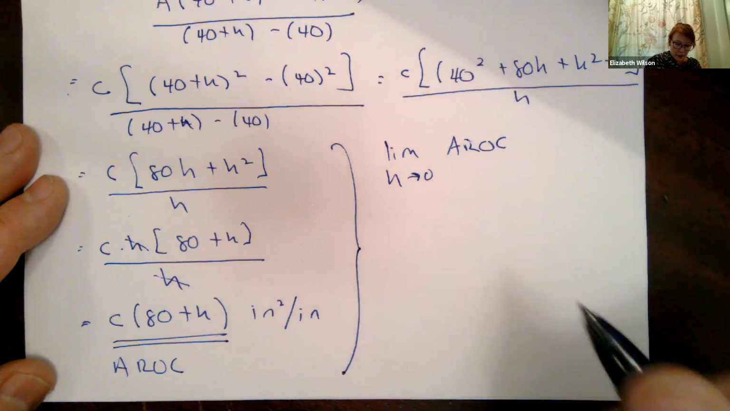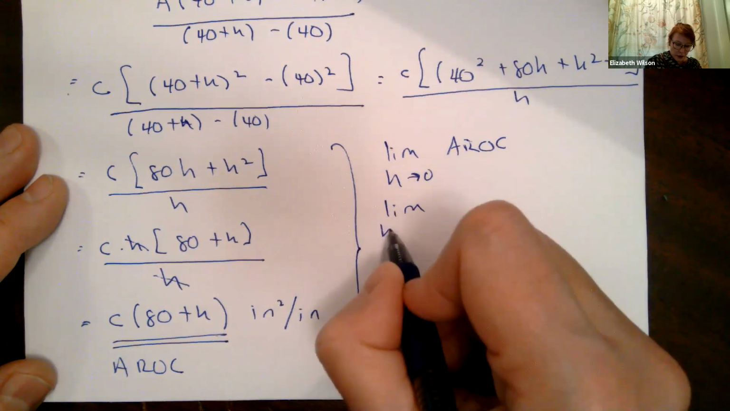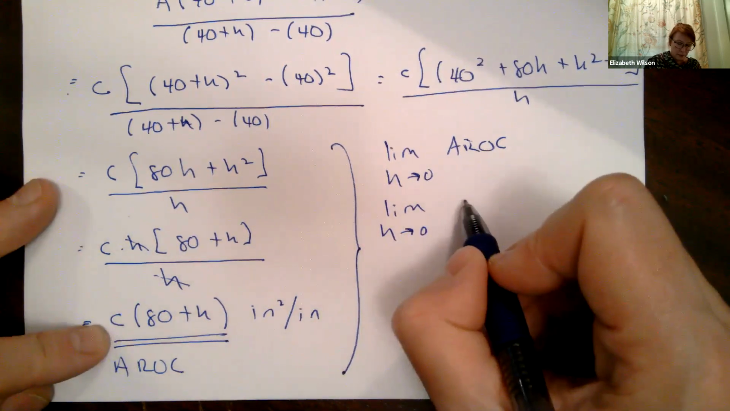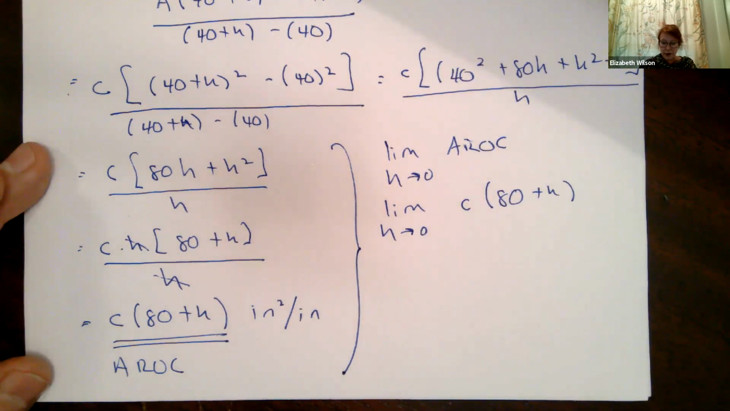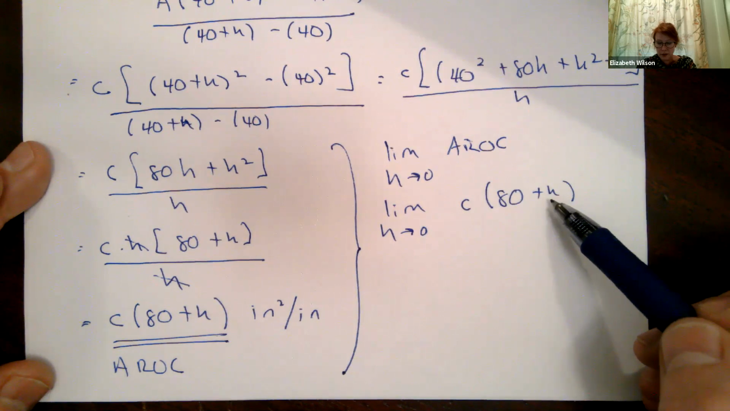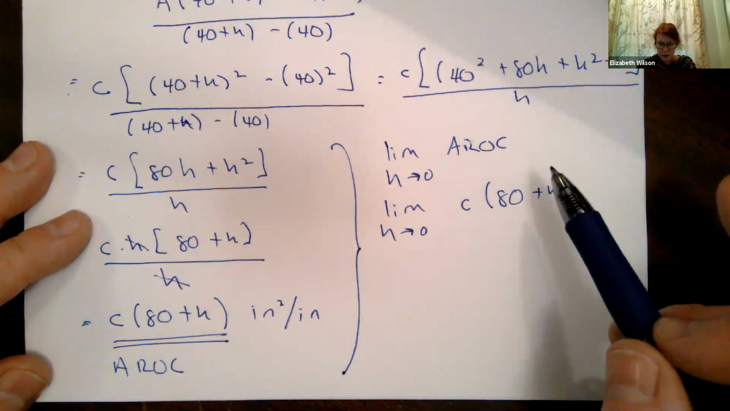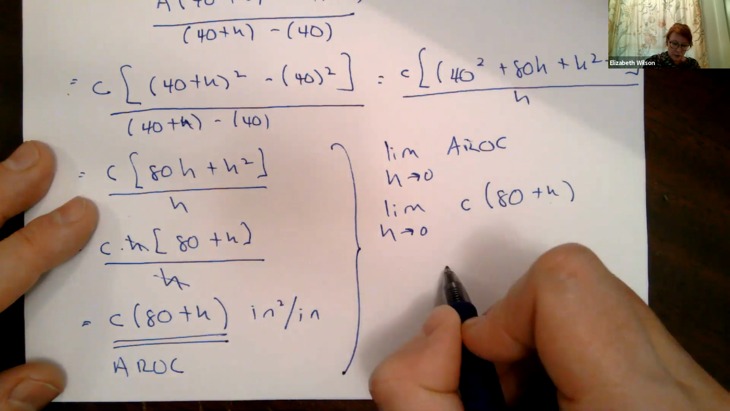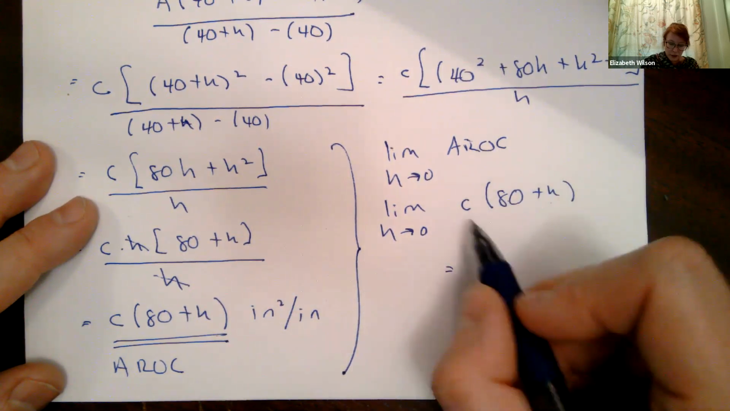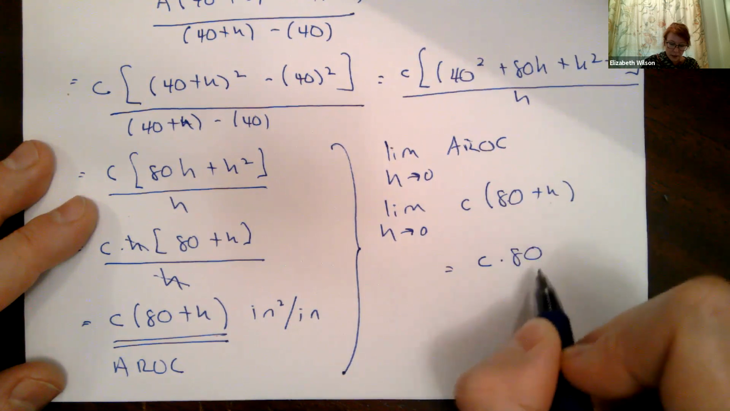I'm going to take the limit of that. So it's going to be the limit as H goes to 0 of this function here, C times (80 plus H). Now H is in a position where I can substitute 0 in. We're going to talk all about how we solve limits later. But right now, as H goes to 0, this is just equal to C times 80.